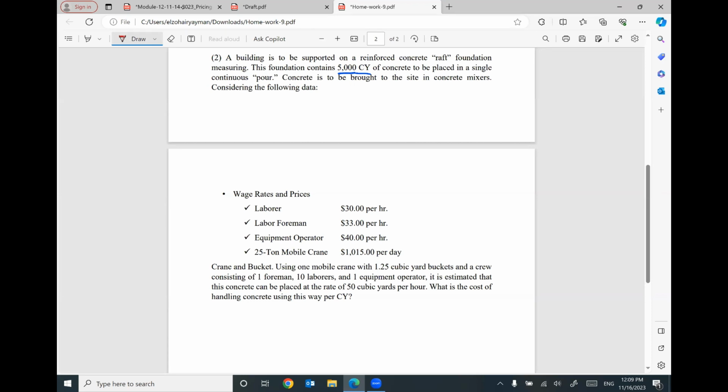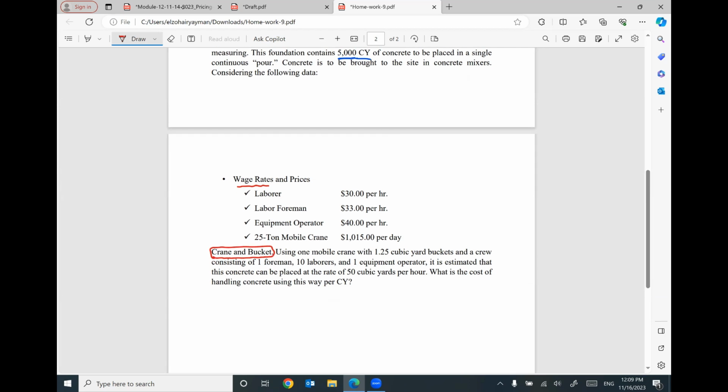And this concrete will be placed in a single continuous pour. That makes sense? So continuously. Concrete is to be brought to the site in concrete mixers, considering the following data. We are given the wage rates, and we are going to use this option. We don't have different options. We have only one option, crane and the bucket.